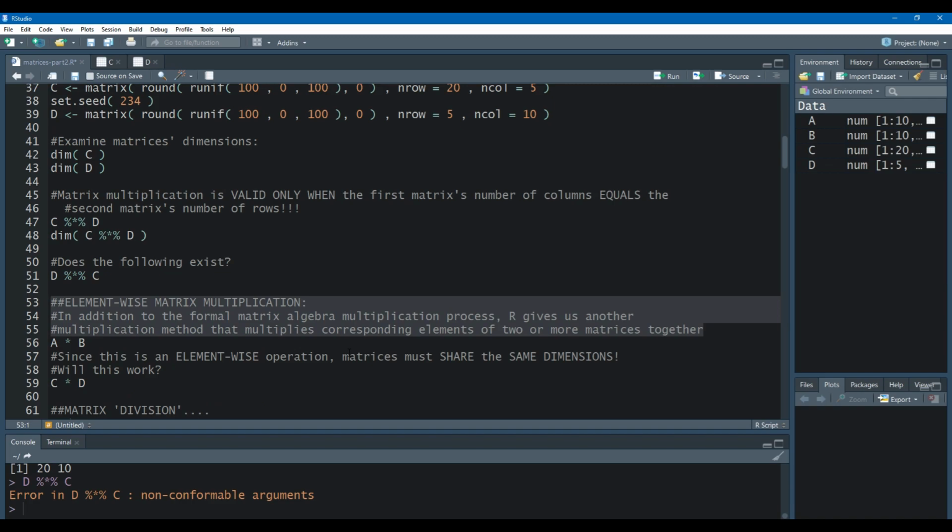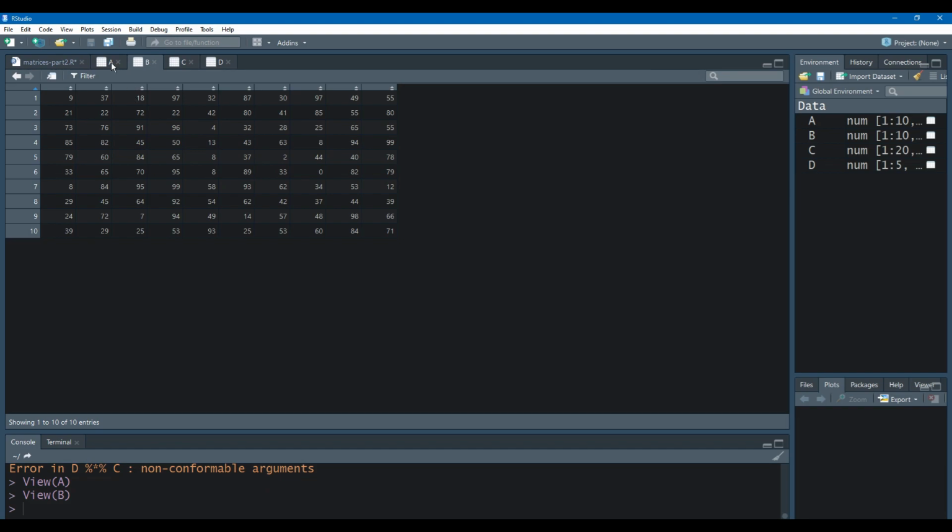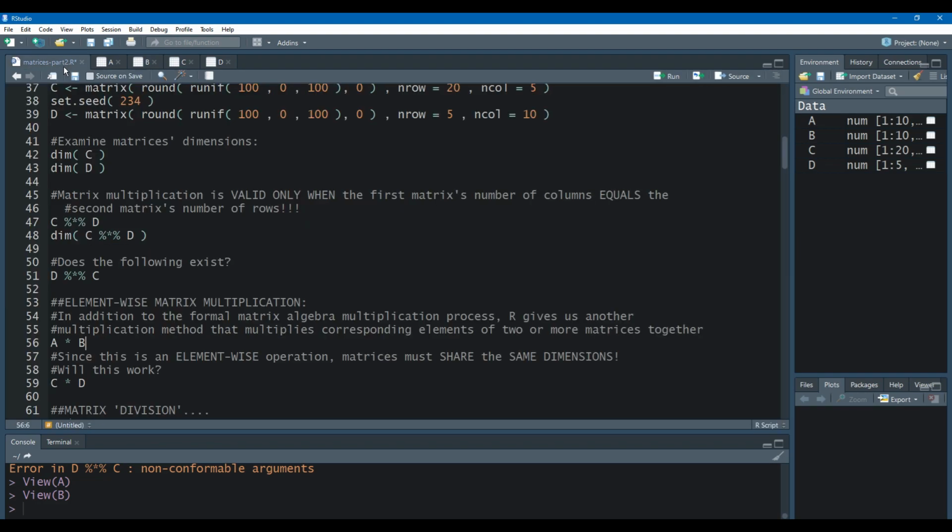We did the traditional matrix multiplication. Now let's see if it works with element-wise matrix multiplication. So instead of conforming to the first matrix having some number of columns and the second matrix having the same number of rows as the first matrix has columns, let's see if there exists an element-wise matrix multiplication in R. And it actually does. If you remember matrix A and matrix B, I'll pull those up, they were of the same dimensions. They were 10 by 10 square matrices.